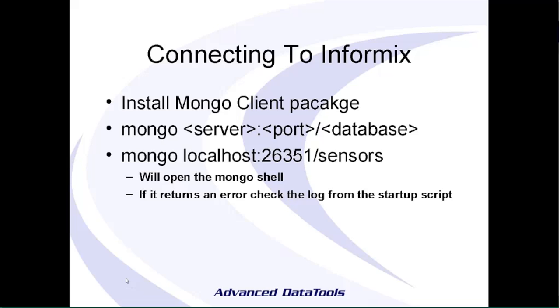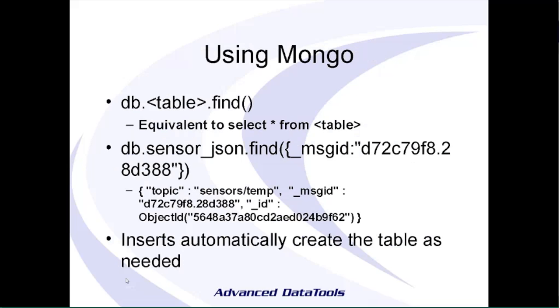So using Mongo, and I'm going to show an example of this in a moment, so I'm going to skim over this, but just some basics. The common one will run is db.tablename.find. That'll do the equivalent of select star from table. An example here using a little bit of the Mongo syntax: db.sensor_JSON, that's the table name, find, and then I pass the query parameters, in this case where message ID is then the long string, and I get back just that one row rather than everything.